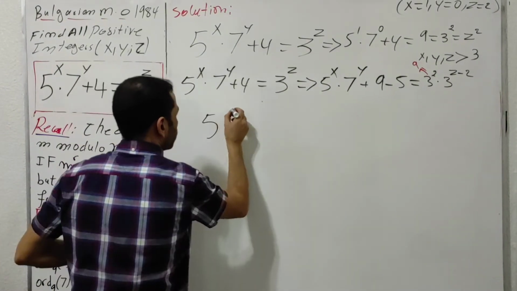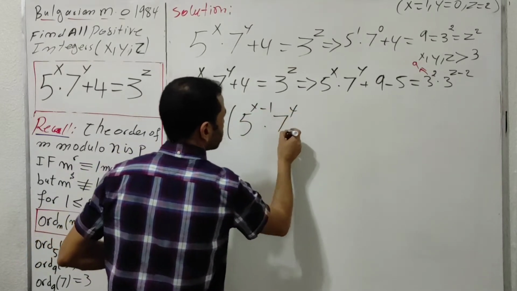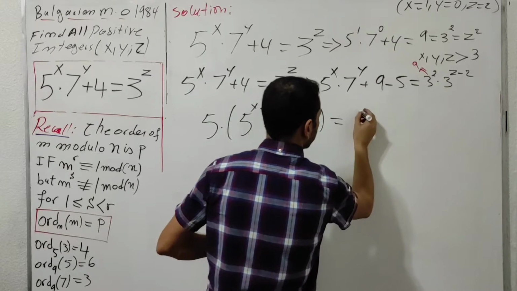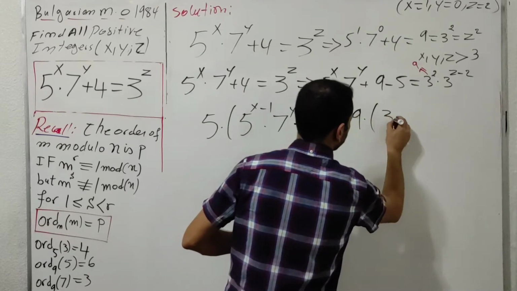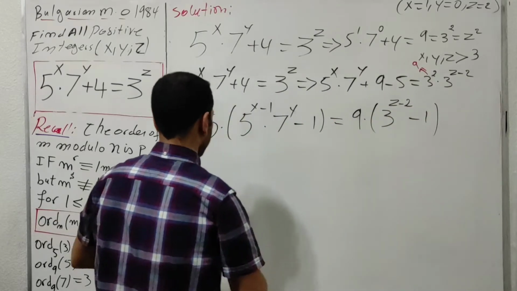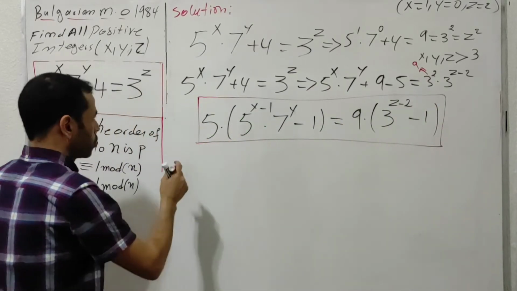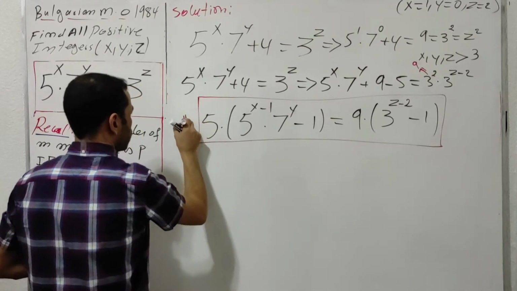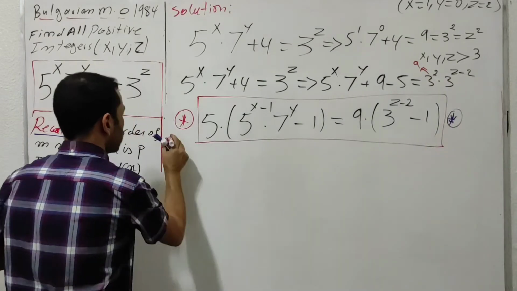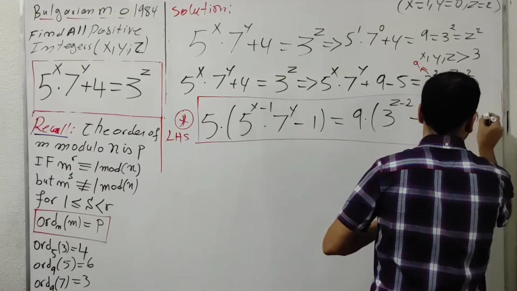So I will have 5 multiplied by 5 to the x minus 1 multiplied by 7 to the y, equals 9 multiplied by 3 to the z minus 2, minus 1. Okay, here is a very nice expression. Let's call the left-hand side of this equation the red star and the right-hand side the purple star. This is the left-hand side of this equation. This is the right-hand side of this equation.